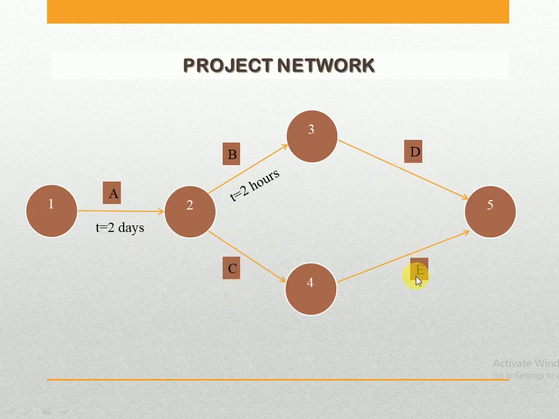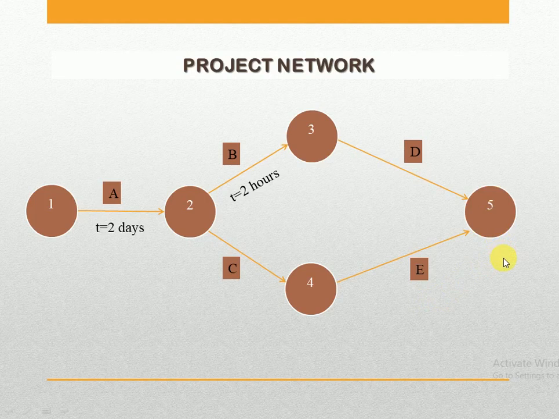Or suppose if B gets completed first, then D can be started, and if C gets completed first, then E can be started. And finally, when D and E get completed, then the whole project is said to be completed. As far as this example is concerned, the whole project will get completed at node 5. So this is all about the project network.